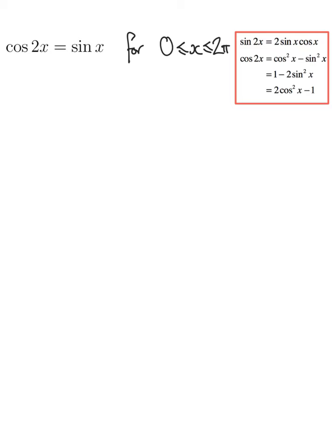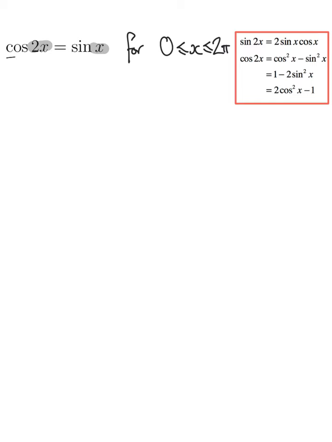So on this question, our goal is to solve the equation cos 2x equals sin x, but in the domain of x being between 0 and 2 pi. The reason that we've got to use a double angle formula for this question is because we've got one input here of 2x and one input here of x. So when the inputs are different to each other, we'll almost certainly need to use a double angle formula.